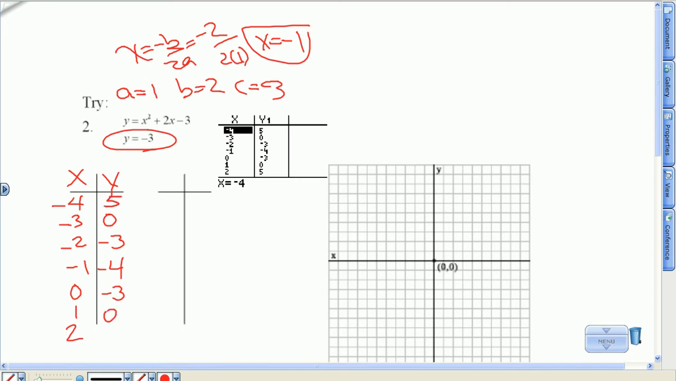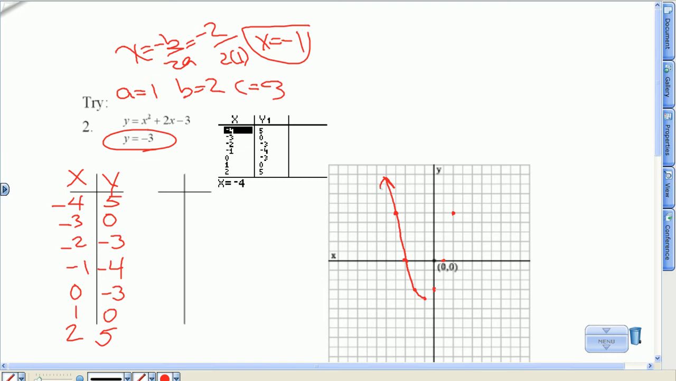We don't care about roots for this. We want to know where the line and the curve cross each other. So don't accidentally identify roots as the solution to the problem. Otherwise you're going to have a mistake. 1, 2, 3, 4, 5. Negative 4, 5. Negative 3, 0. Negative 2, negative 3. Negative 1, negative 4. 0, negative 3. 1, 0. And 2, 5. And I try to draw a nice curve here.